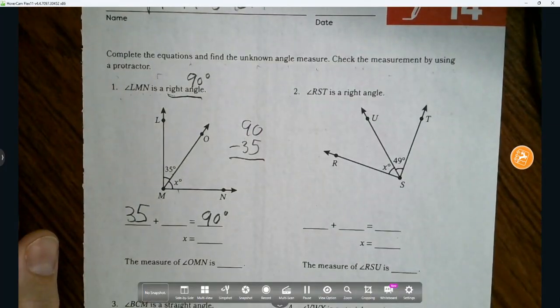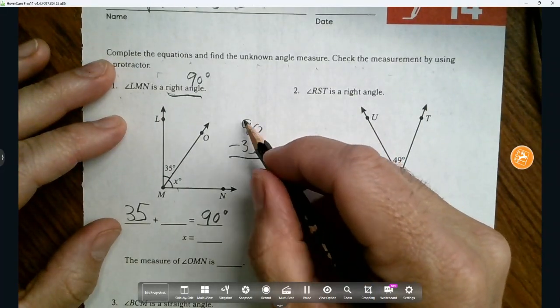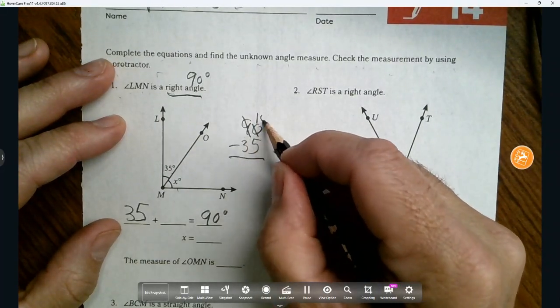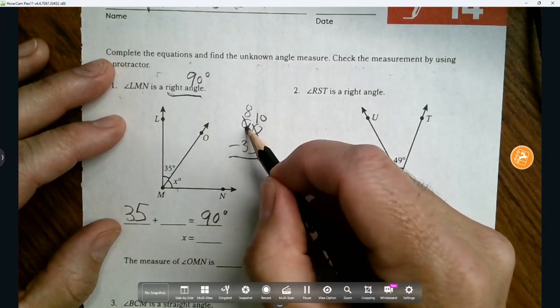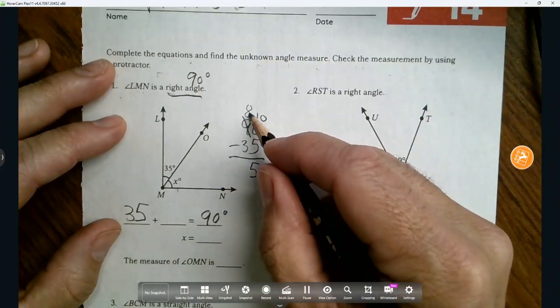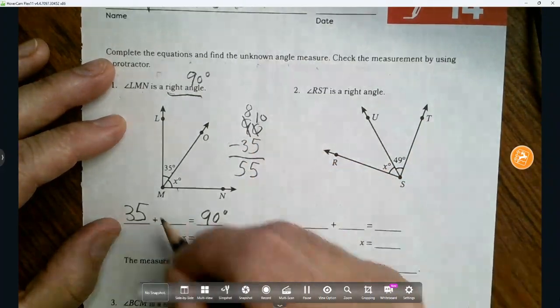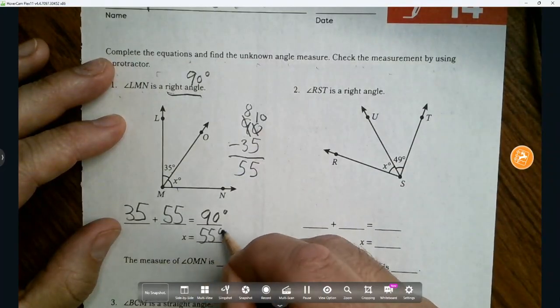What's 90 minus 35? We'll do it the OPM way, the old person math. Well, I have 0, so I can't take 5 away. So let's go next door and borrow 10 more. So now I'm going to have 10 here, which is going to give me 8 here because I borrowed 10 and moved the 10 over. So 10 minus 5 is 5. 8 minus 3 is 5. So our answer is 55 degrees, right?